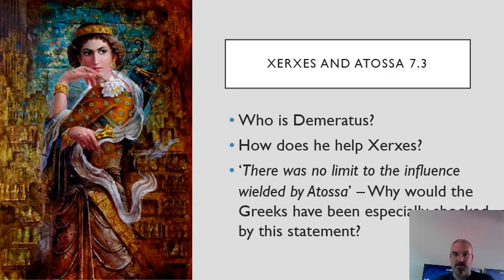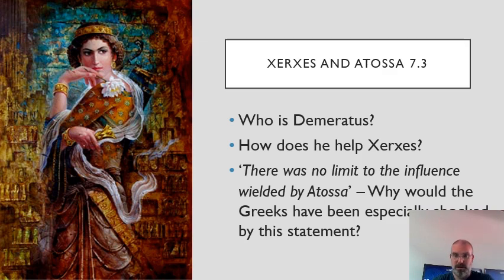So when Xerxes is fighting with his brothers over who should be next in line to the throne, Demaratus says, well, it should be you, because you were the first person born after Darius became king, and the sons born beforehand don't count. So Xerxes takes his advice and wins the argument, although, as Herodotus points out, he would have been king anyway because of the influence of Atossa.